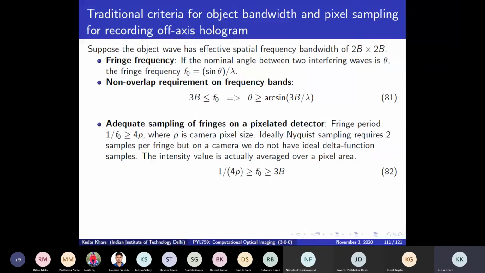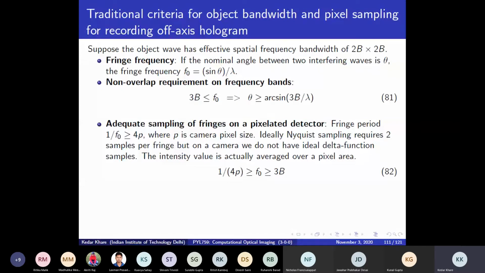Second, we also want adequate sampling of fringes on a pixelated detector. Let's think that the nominal fringe period is 1 divided by f0. You have heard of the Nyquist rate and the sampling theorem: if you are sampling a sinusoid, you need at least 2 samples per cycle. And so you might say that I want my fringe period to be at least 2 pixels or more.